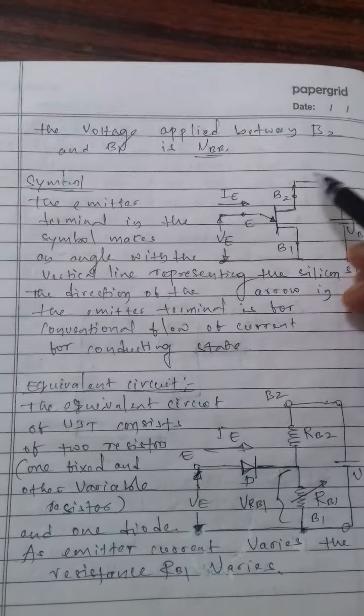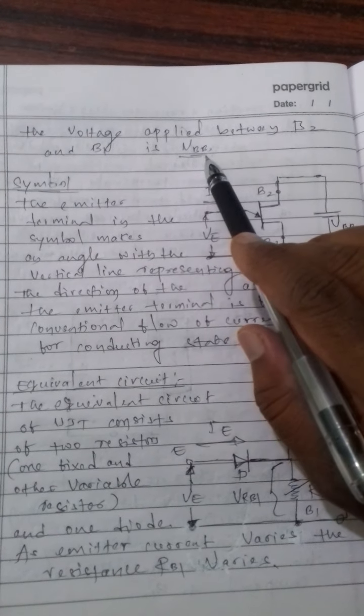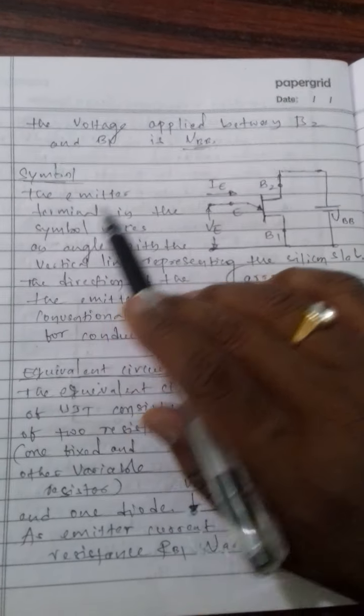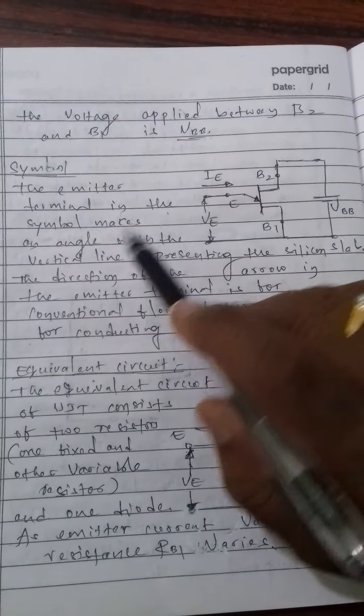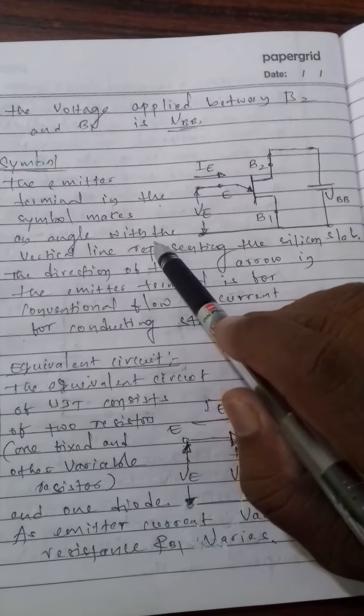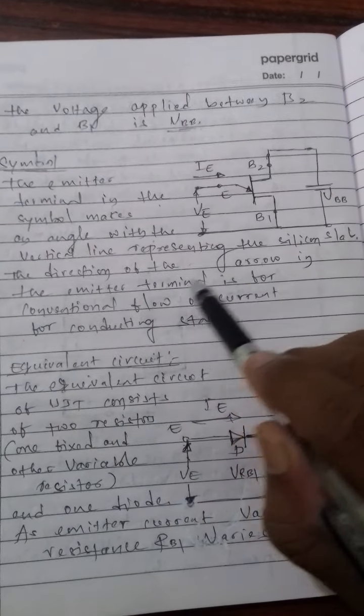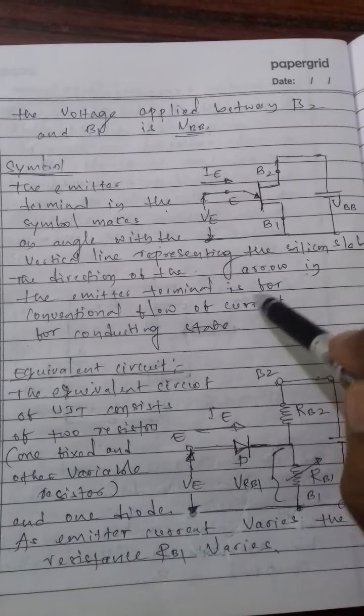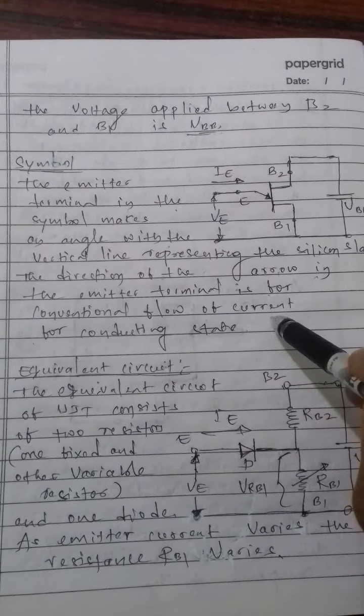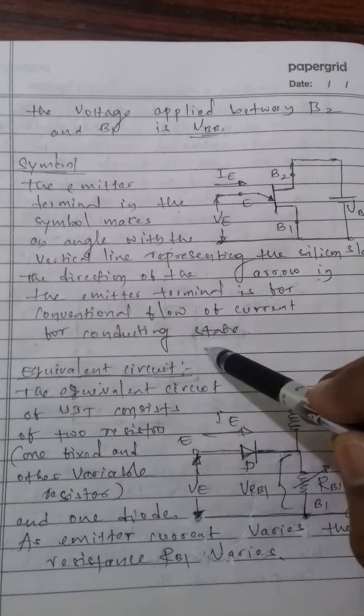The voltage applied between B2 and B1 is the VBB symbol. The emitter terminal in the symbol makes an angle with the vertical line representing the silicon slab. The direction of the arrow in the emitter terminal is for the conventional flow of current in the conducting state.